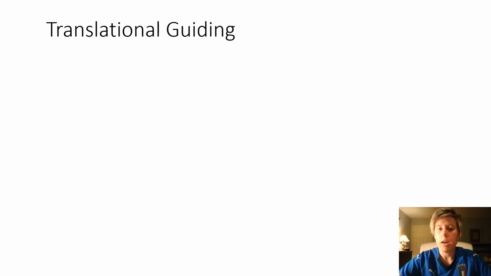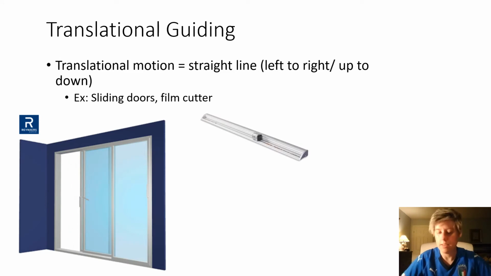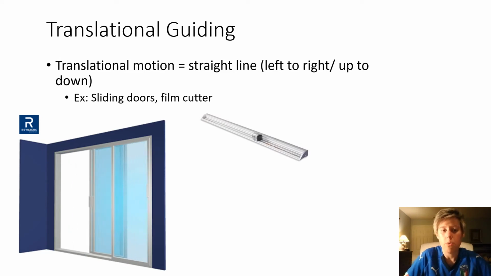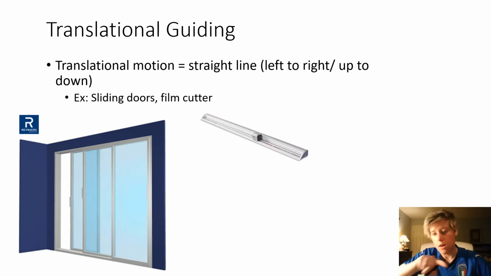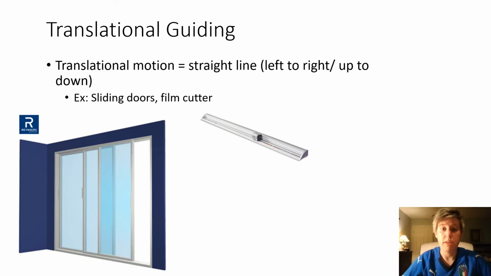So translational guiding, just like I basically said before, is whenever you have translational movements. So it's basically straight line movement, left, right, up, down. That would be considered translational guiding. So examples: sliding door. If we're looking at this example right here, the door is actually being slid on a horizontal axis from left to right. Same thing with the film cutter.